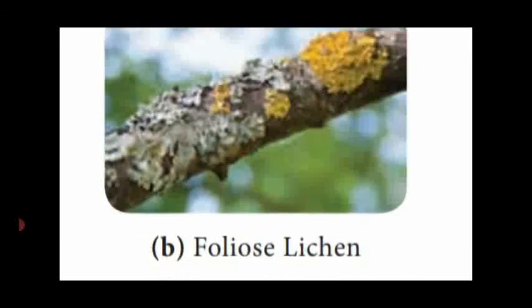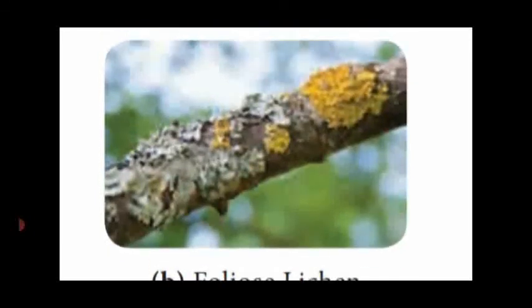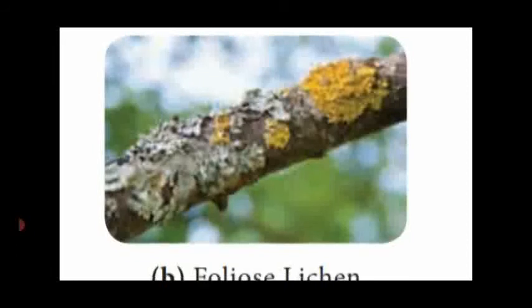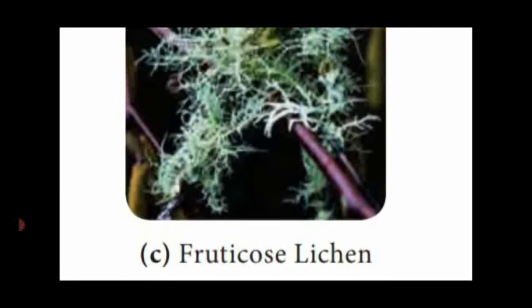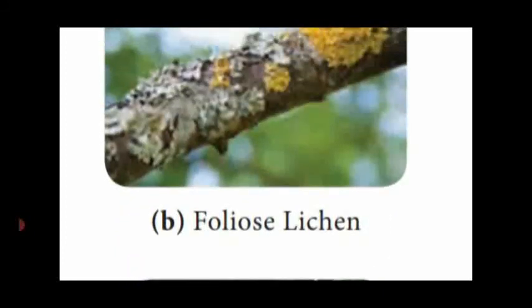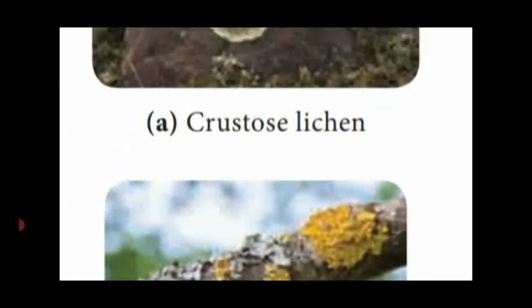Next one is said to be foliose lichen. See, that one looks like a leaf-like structure. That is said to be foliose lichen. Next one is said to be the fruticose lichen. See, they are pendulous with a number of branches. So this lichen is known as fruticose lichen. So these are the three pictures which are showing the morphological variation of the lichens.